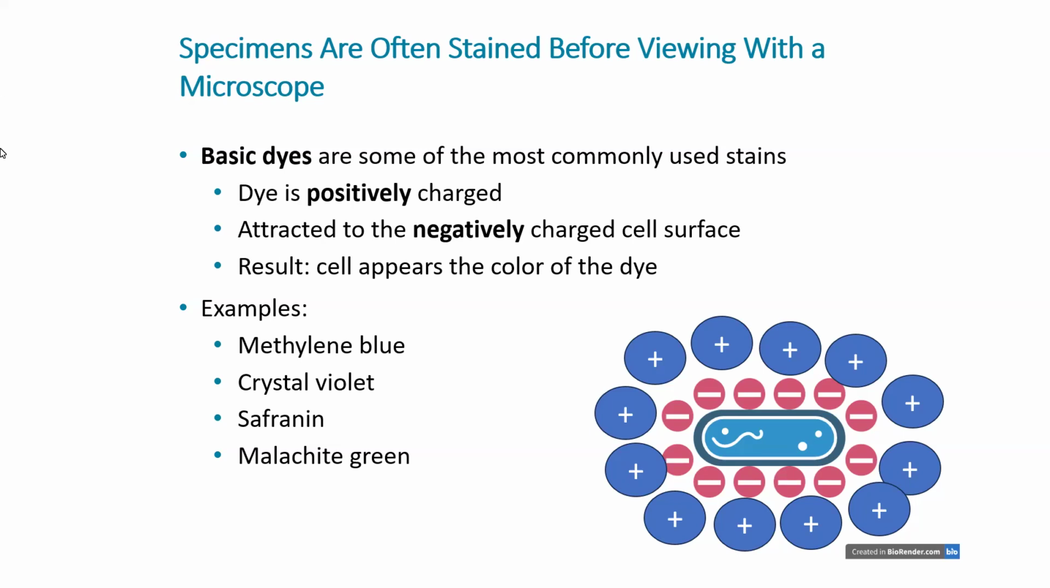We have a couple of examples here of some basic dyes: methylene blue, crystal violet, safranin, and malachite green. Safranin, for what it's worth, is kind of a pink or red color. Now, when you look here, I'm just trying to demonstrate. We've got our cell, and then we've got our negative charges on the outside of that cell. Those negative charges are going to attract these positive charges that are representative of our dye, and they become tightly packed there. So just keep that in mind.